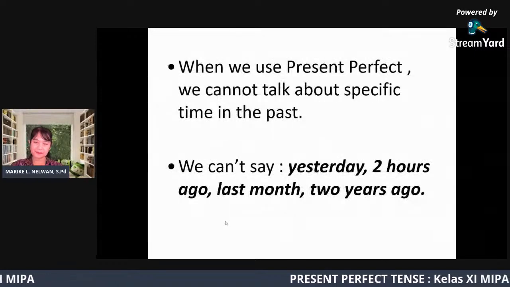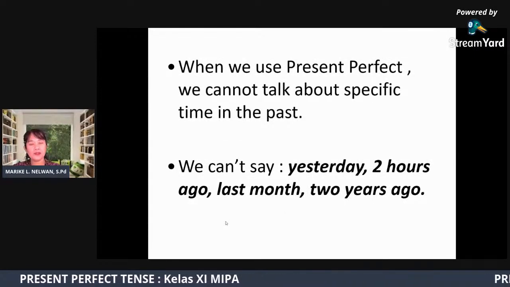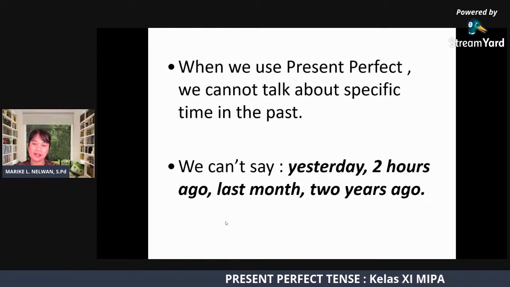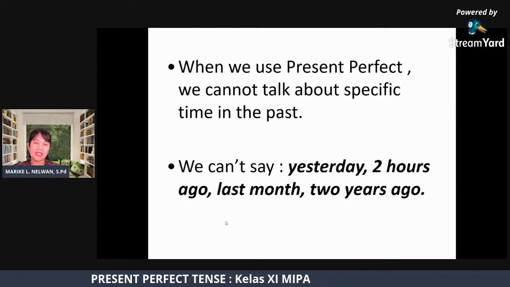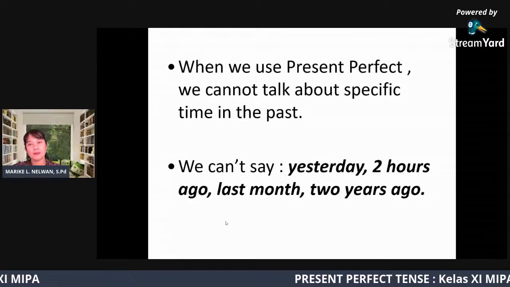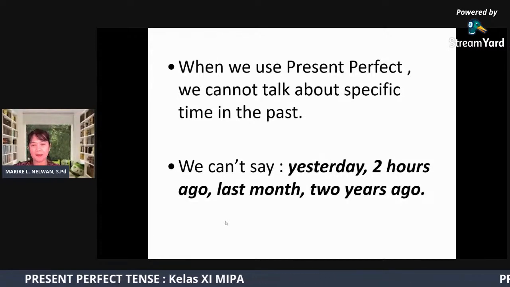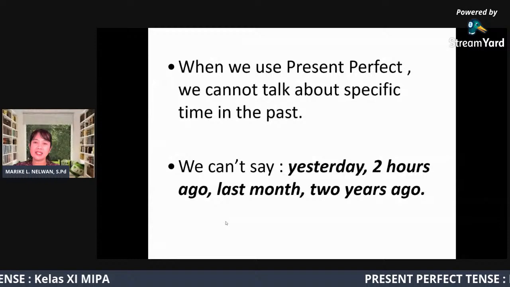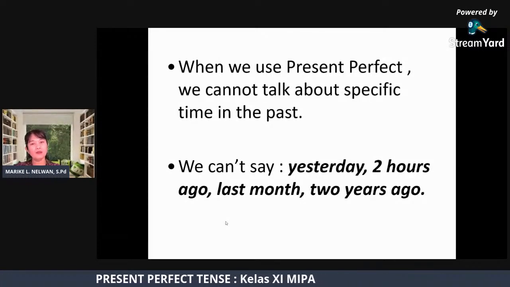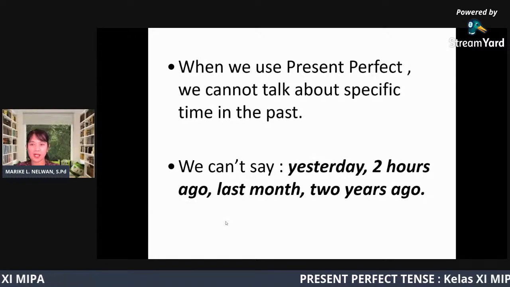Okay, everyone. And then you have to know that when we use present perfect tense, we cannot talk about specific time in the past. Jadi present perfect tense ini kita tidak bisa mengatakannya dengan kita menggunakan specific time. Artinya kita menggunakan keterangan waktu. Seperti yesterday, 2 hari lalu, 2 jam lalu, bulan lalu, atau 2 tahun lalu.